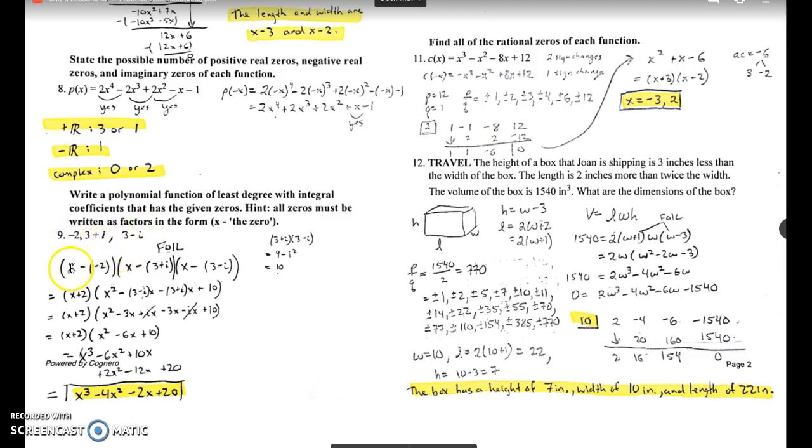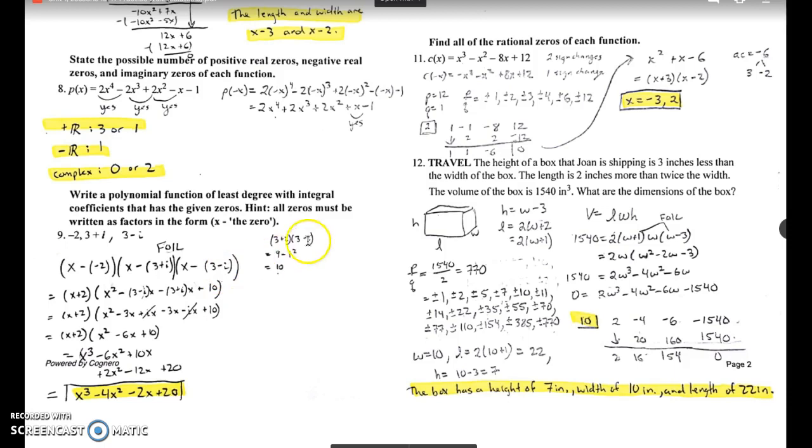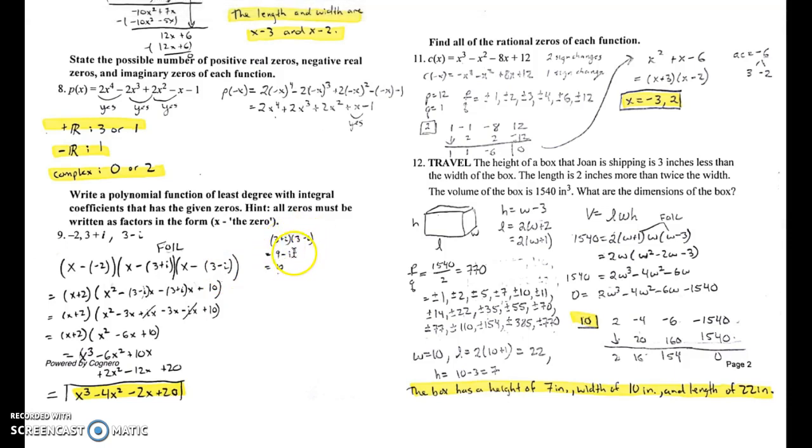When you do that, so I have x minus the -2, x minus the 3 plus i, and x minus the 3 minus i. You want to FOIL these last two things first. And to do that, the F is x times x, which gives you the x squared. The O is x times -3 minus i. That's here. The I is x times -3 plus i. That's here. And the L is 3 plus i times 3 minus i. I did that over here. You can see it ends up being 9 minus i squared. i squared is -1. 9 minus -1 is 10. So that's why I have a 10 here.